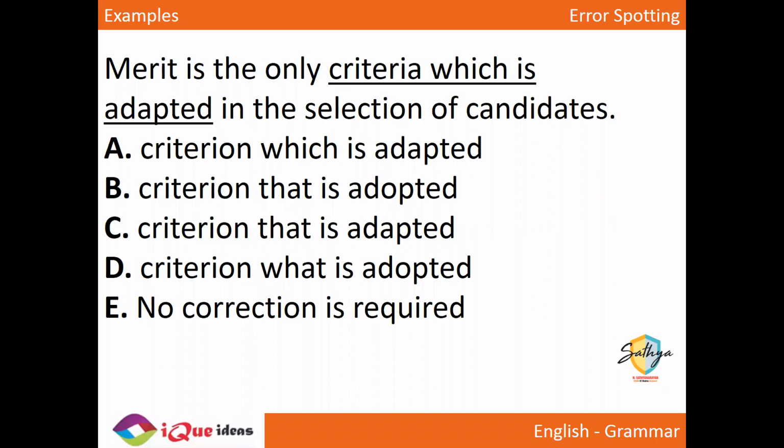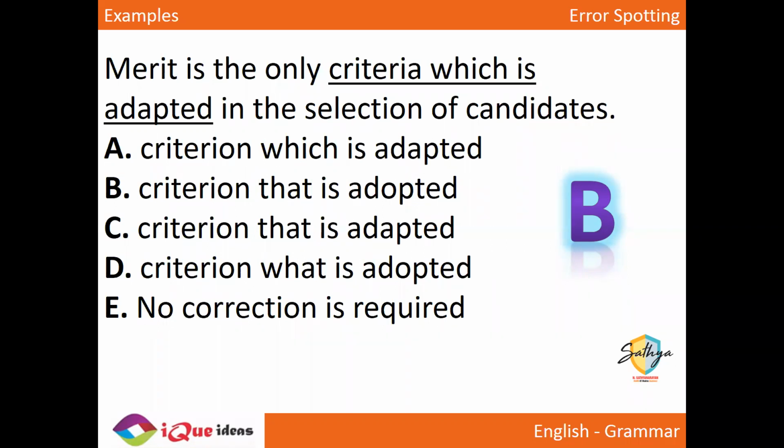You don't change the criteria. You use a particular criteria. So merit is the only criteria that is adopted in the selection of candidates. And by the way, guys, criterion is the singular for criteria, right? Criteria जो word हम use करते हैं, that is the plural. Criteria का singular is criterion. Just like we say data, that is plural. Single is datum. So criteria is plural. The singular form of criteria is criterion. And criterion is adopted. You don't adapt it. You don't change it. You adopt it. You use it. So merit is the only criterion which is adopted.